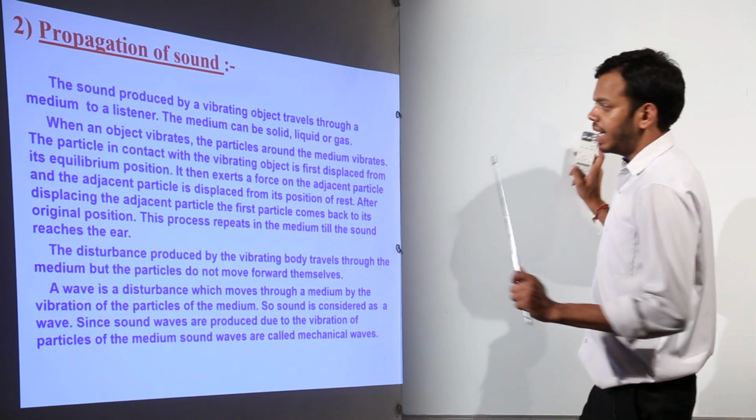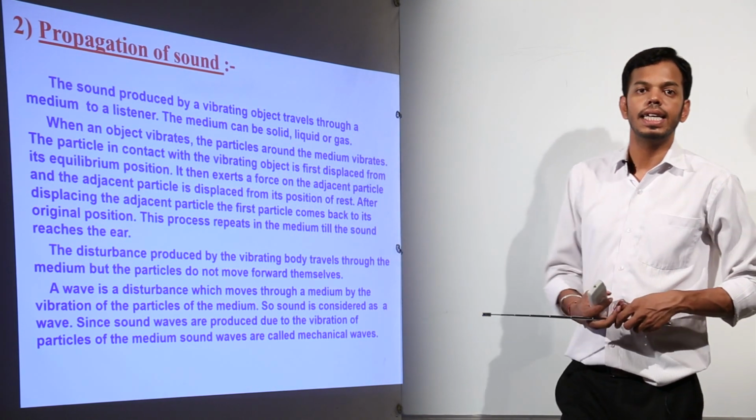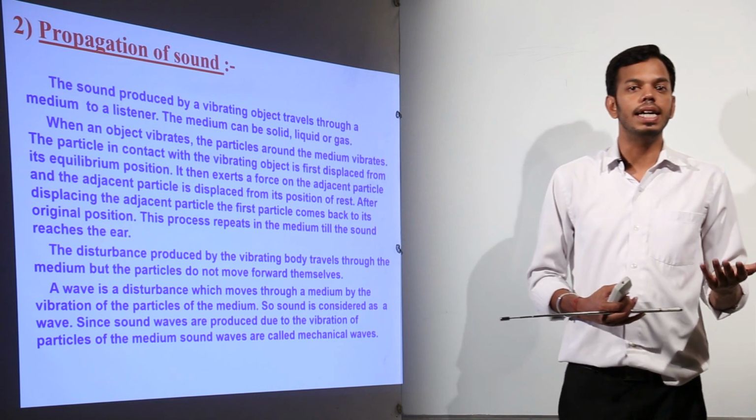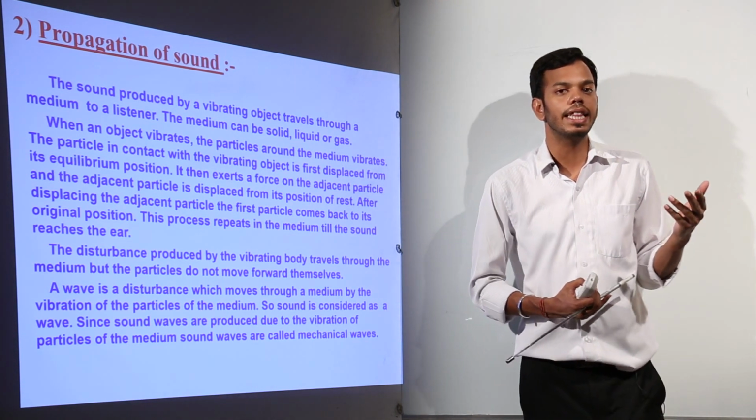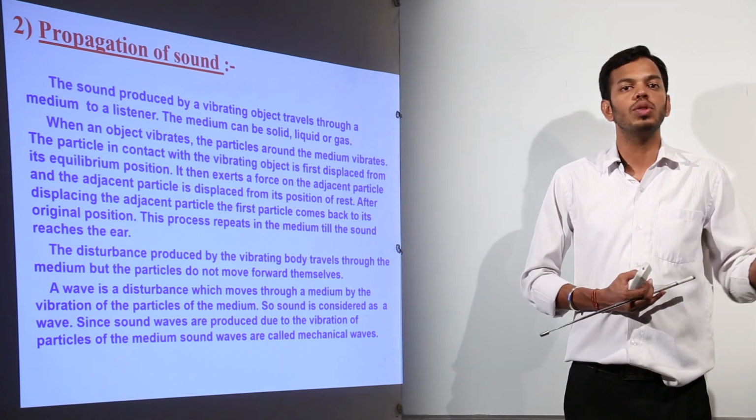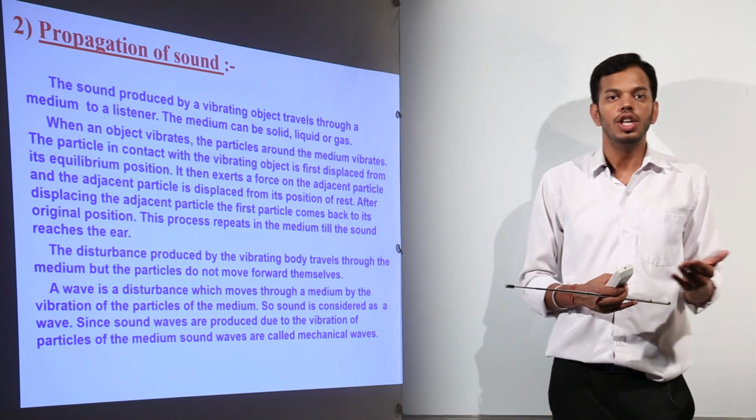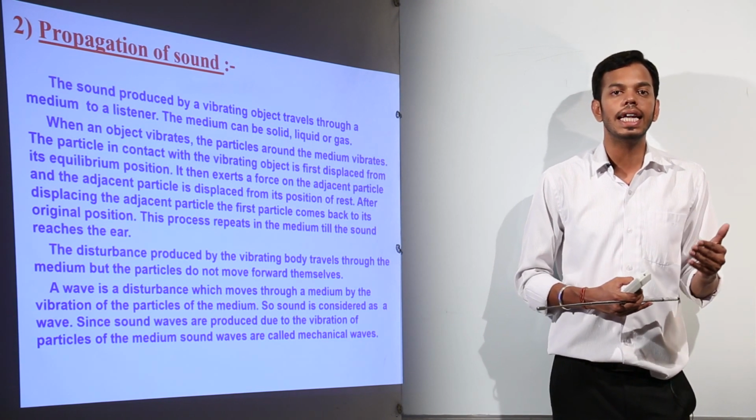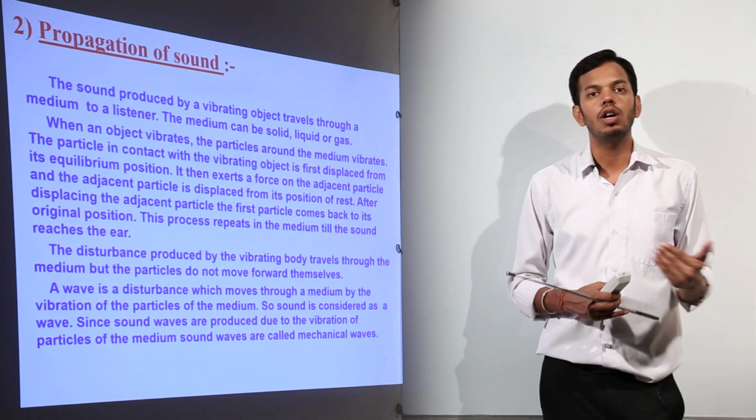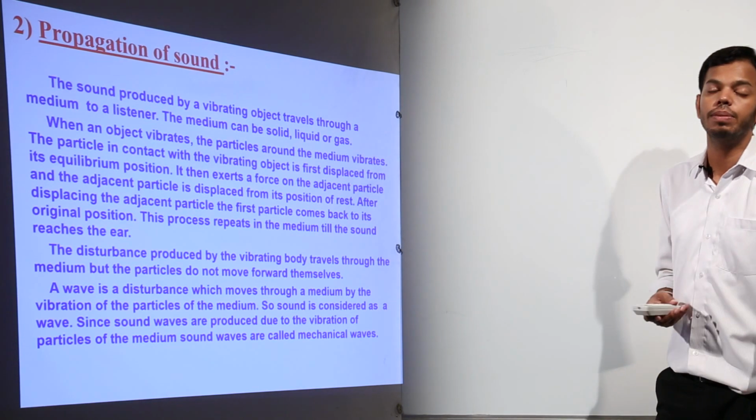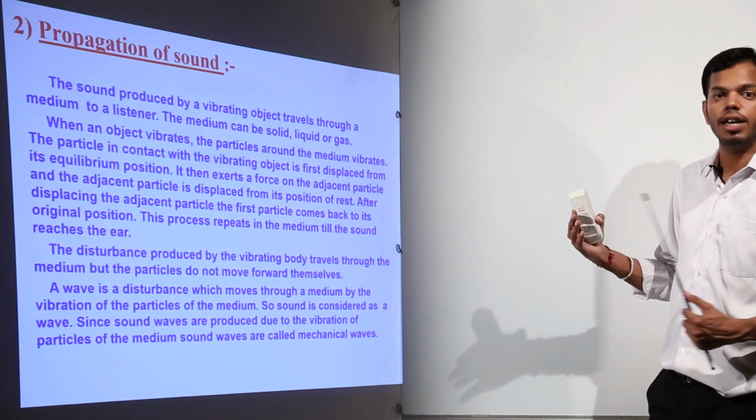When an object vibrates, the particles around it in the medium vibrate. These particles then collide with the neighboring particles and they start vibrating, and those will collide with the particles neighboring them and they will also start vibrating. This starts a kind of chain reaction. So particles transmit their energy from one to another in to and fro movement, and that is how sound travels. That is why sound needs a medium for propagation, because particles are transmitting the energy from one particle to another.